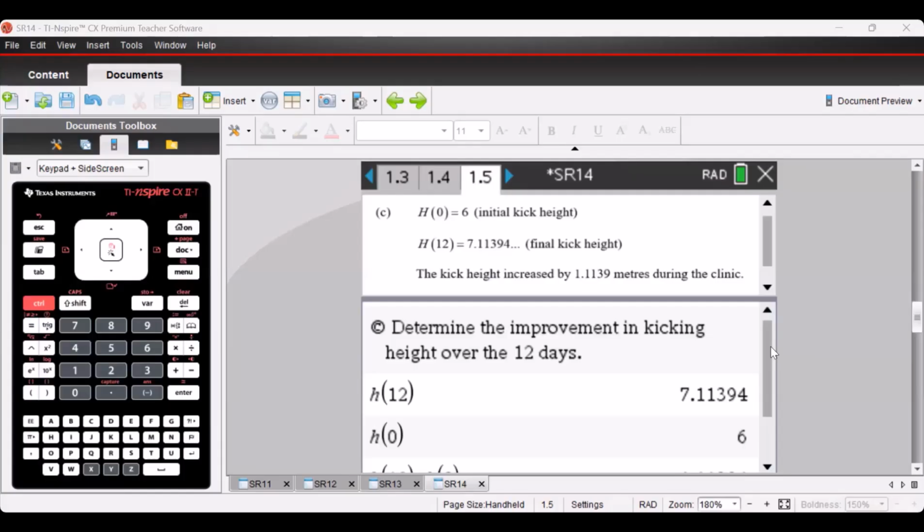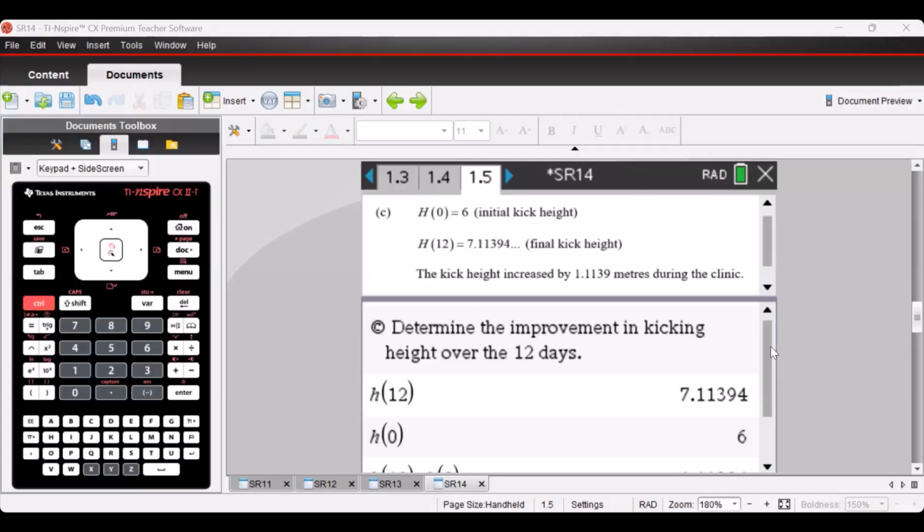And the increase in kick height, or the improvement in the kicking height over those 12 days, is calculated by determining the difference between h of 12 and h of 0. In other words, h12 minus h0. And when you do that, the kick height increased by 1.1139 meters during the clinic.